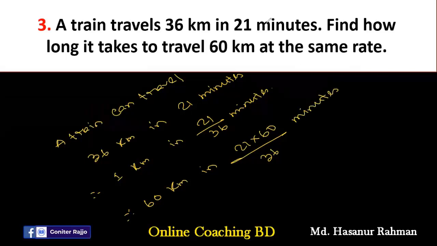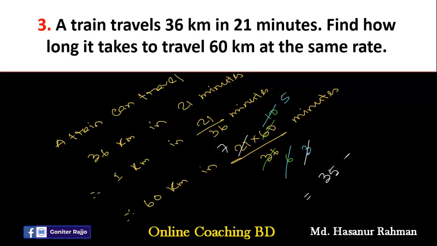Now we have to find the final answer by dividing. 60 and 36 both can be divided by 6. 6 tens are 60, 6 sixes are 36. Again, we can divide 6 and 10 both by 2. So we get 2 fives are 10 and 2 threes are 6. Then we can divide 21 by 3. It will be 7. Then 7 multiplied by 5 is 35 minutes. So our final answer will be 35 minutes.